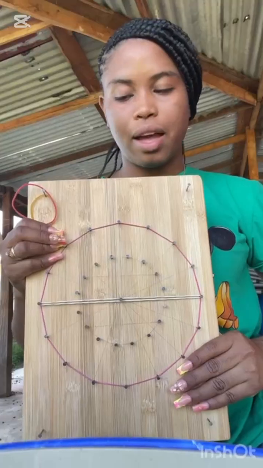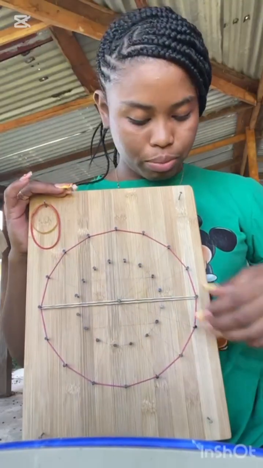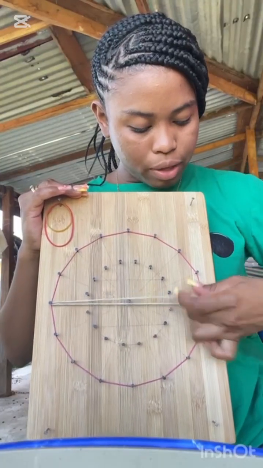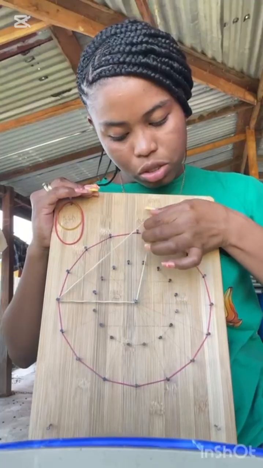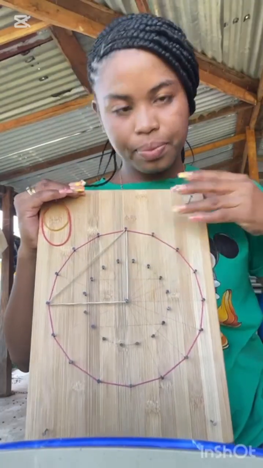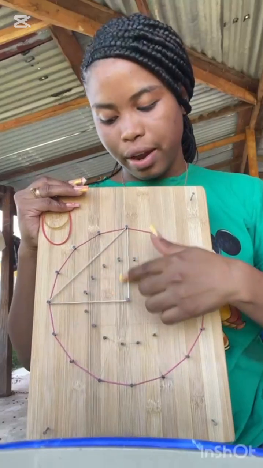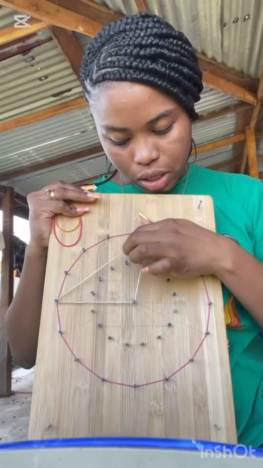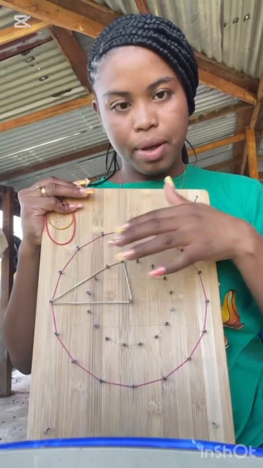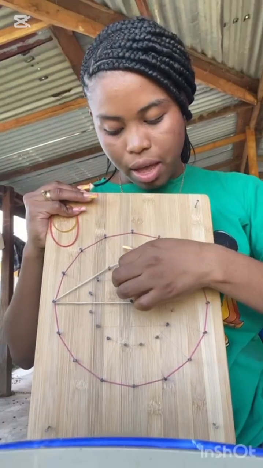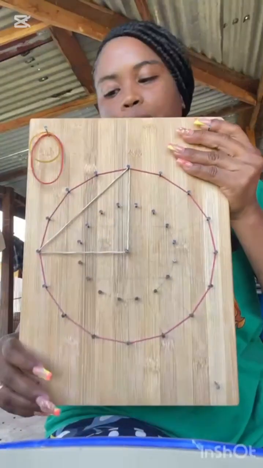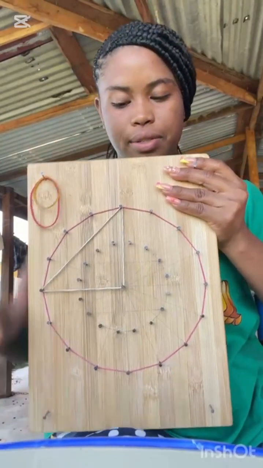Another topic that can be taught using the circular geoboard is angles. I can use my rubber band to form different angles to show the children. As you can see here, I have a right angle triangle. I can use it to form acute angles and all other type of angles. I can also use my geoboard to teach them about sectors.